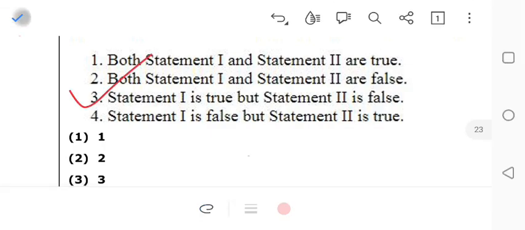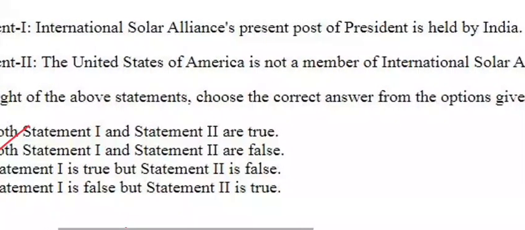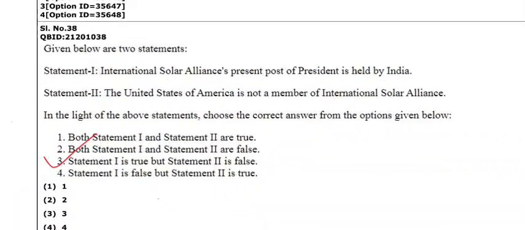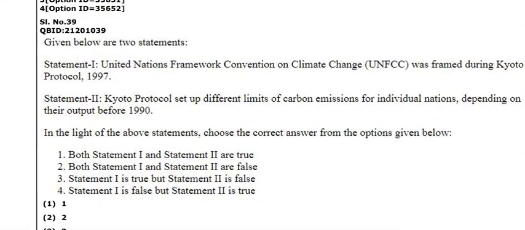What was 2? Let me read it for you. Reiterate for you. The United States of America is not a member of International Solar Alliance. This is wrong. That is what I have got, but please try to verify.